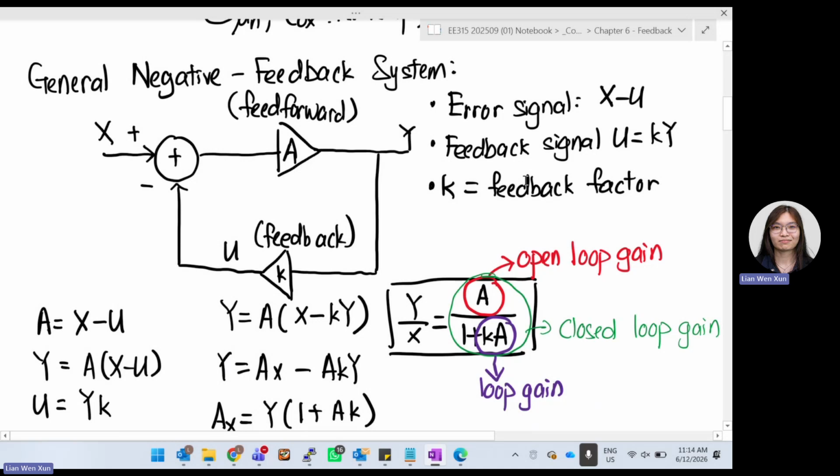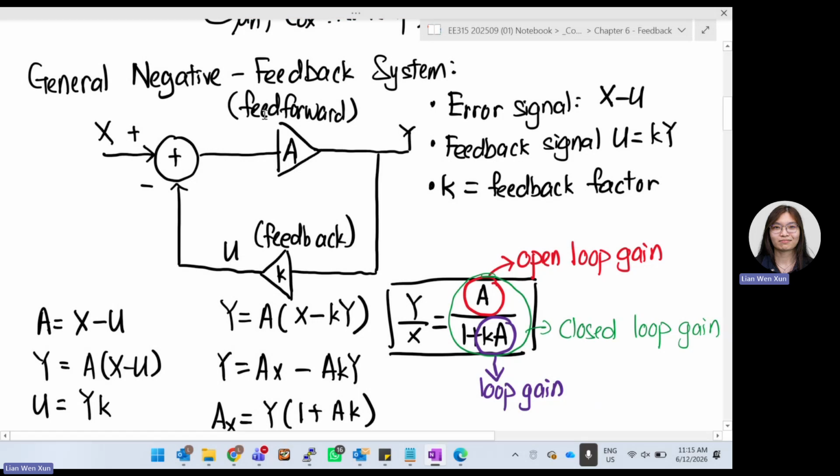So we can call the input X, amplifier A. The amplifier, we can just say is a feed-forward circuit because it feeds through to the output. Output is Y. For feedback, we call it K. And then maybe here we say this is U. Okay, so we look part by part. Error signal.